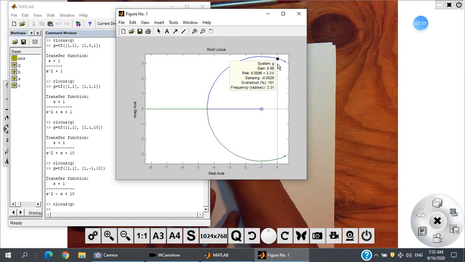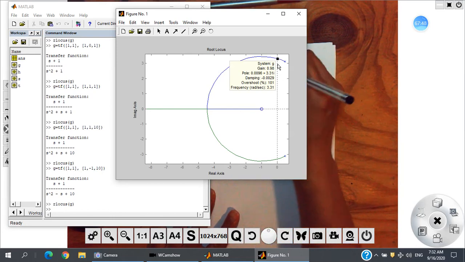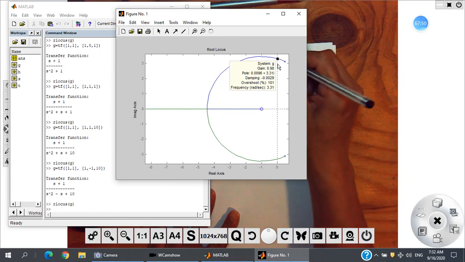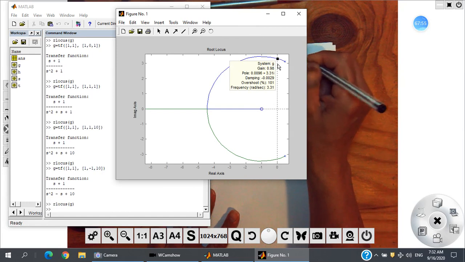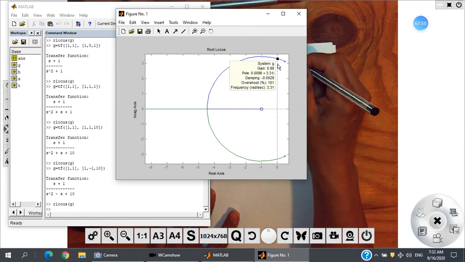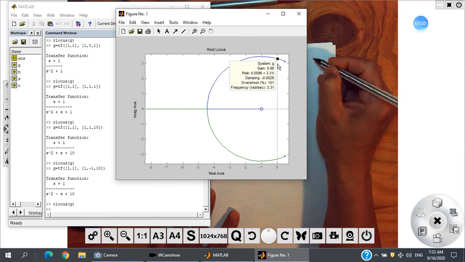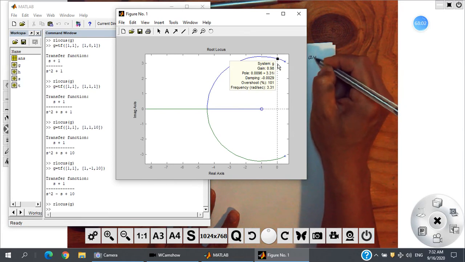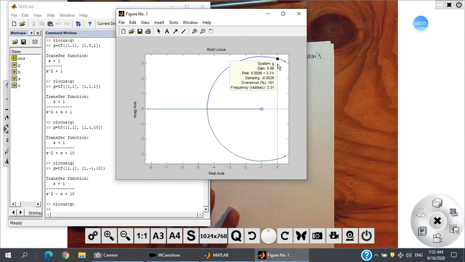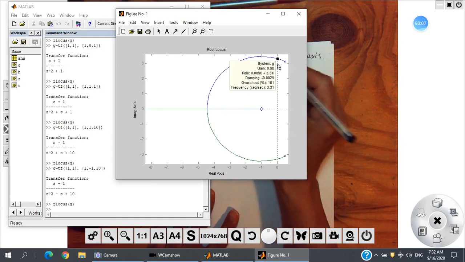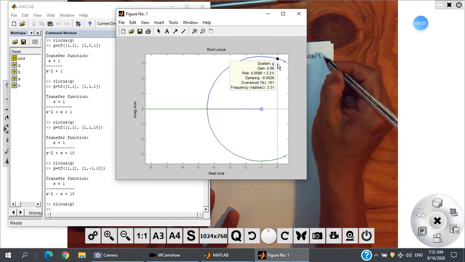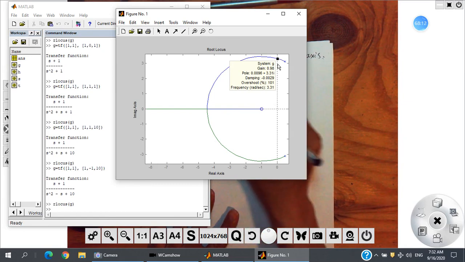The intersection of the root locus with the imaginary axis. Some curves like this.